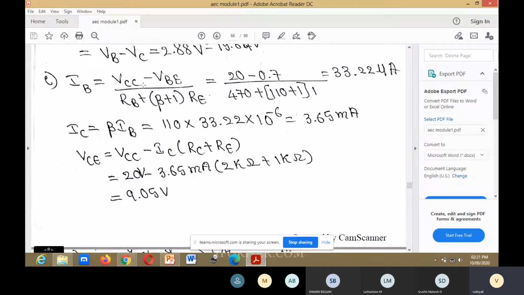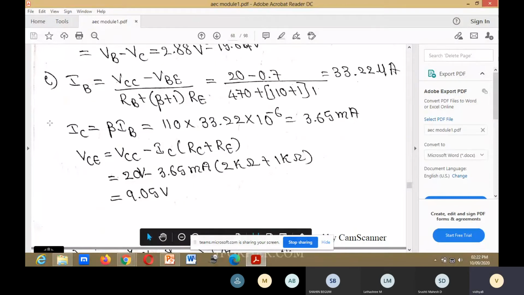So IB is equal to VCC minus VBE divided by RB plus (beta plus 1) RE. VCC value is 20 minus VBE equal to 0.7, divided by RB value 470 kilo ohm plus (110 plus 1) into RE value 1 kilo ohm. You need to substitute. Don't substitute 470 directly. You need to write 470 into 10 to the power of 3. Here also 1 into 10 to the power of 3. Then only you will get 33.22 microamps.